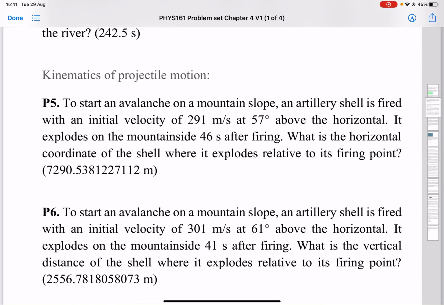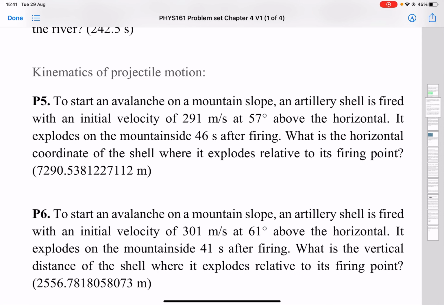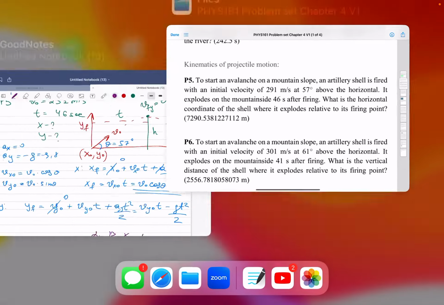Hello everyone, so here we have problem number 5 from kinematics or projectile motion. So the given values are here. Basically, you have to find the position of the particle after explosion, in the x final position. If needed, you can also find the y final position.